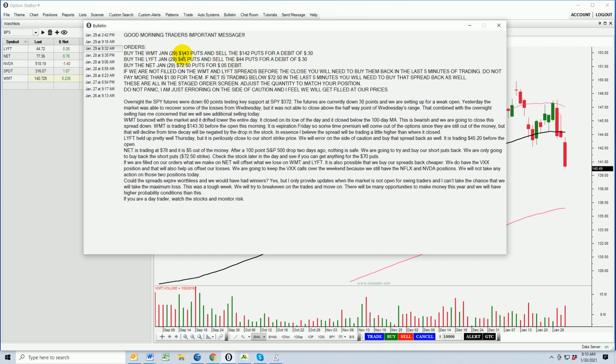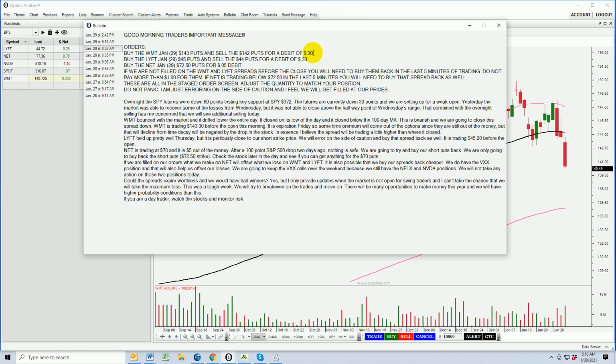Buy the Walmart January 29 143 puts and sell the 142 puts for a debit of 30 cents. We were filled on this trade instantly on the open, and we had the orders working before the open. The other thing that it's important to point out is that when I post updates to my swing trades for my members, I never, ever do them during market hours. I know that many people are working professionals and that you can't react during market hours. So all of the updates either happen the night before or before the opening the next day.